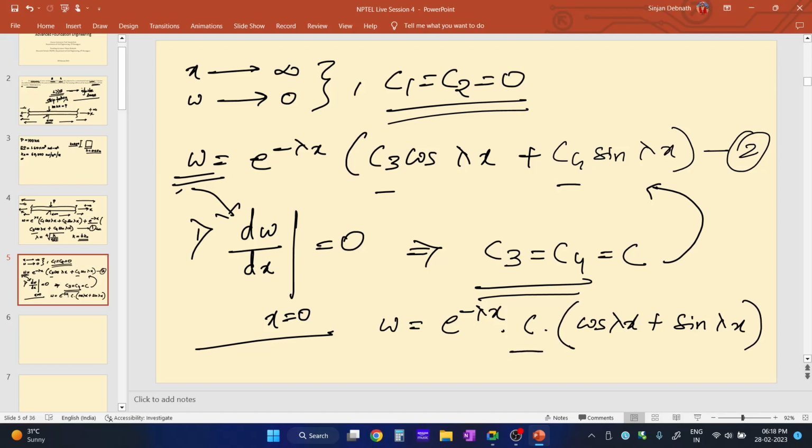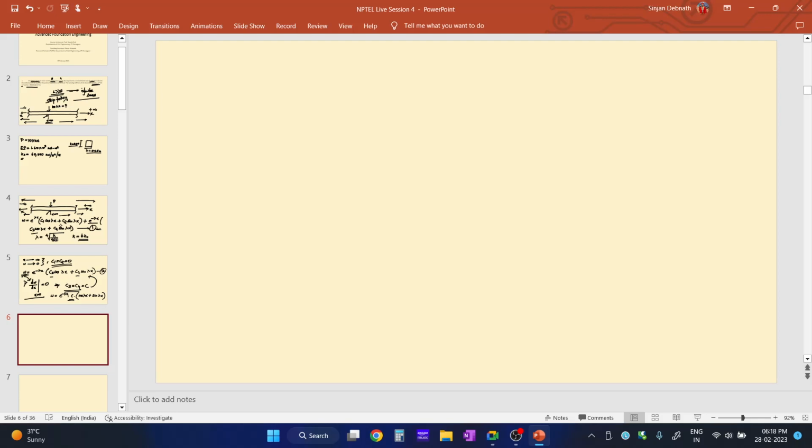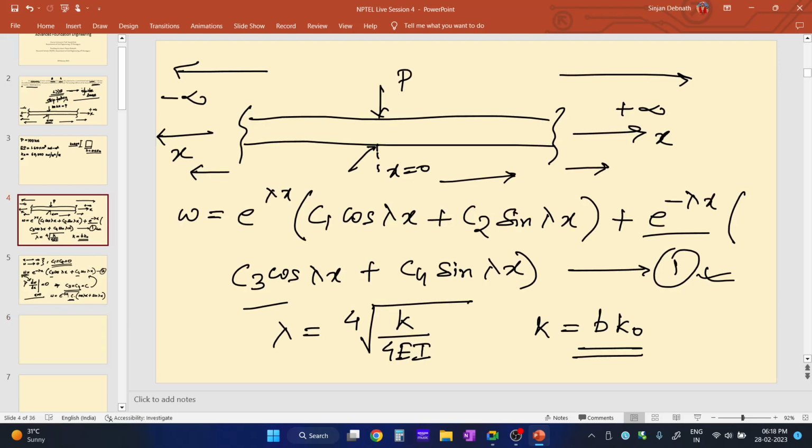Now this constant C is still unknown, so for that we need to apply another boundary condition. After that, we will get the value of C, which we will incorporate into the equation. So what is the other boundary condition? In this beam, I am applying the load over here.